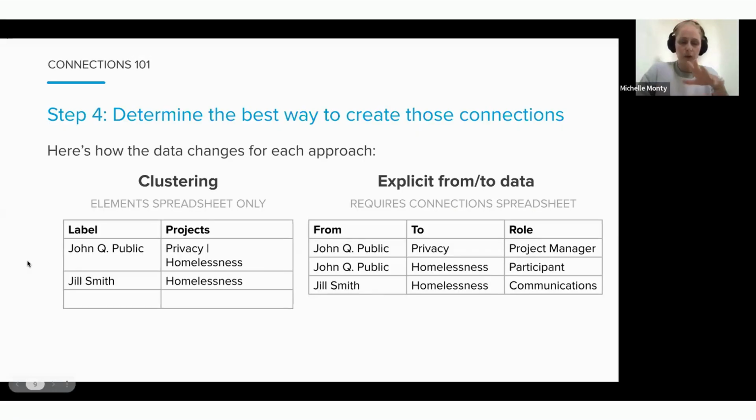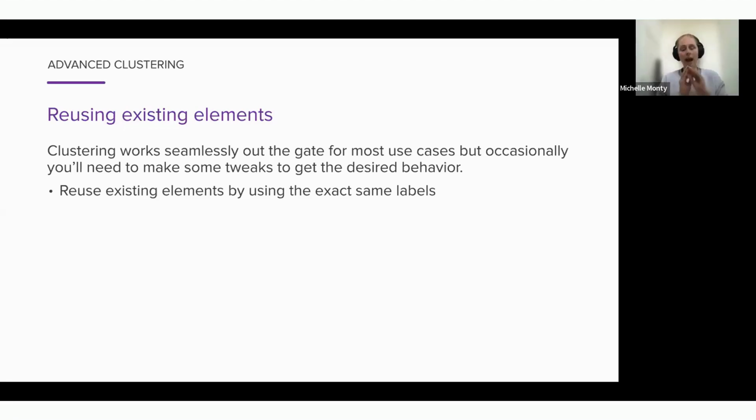So here, a little bit of an overview of what that looks like in your data sheet. If you're using from and to, you'll have a connection sheet that clearly indicates the from and the to. And if it's done by clustering, then you're doing it based on the information. So for example, homelessness would be the center cluster, and then John and Jill are connected to it. Privacy would also be one element, and John is connected to it. If you already have an element in your map with the same name as the fields that you're clustering by, then Kumu will connect that automatically, because we don't want 2 elements that are called Apple. We just want Kumu to automatically understand, okay, I'm clustering by Apple, and I already have an element that's called Apple.